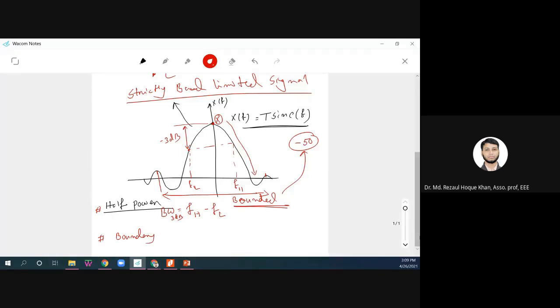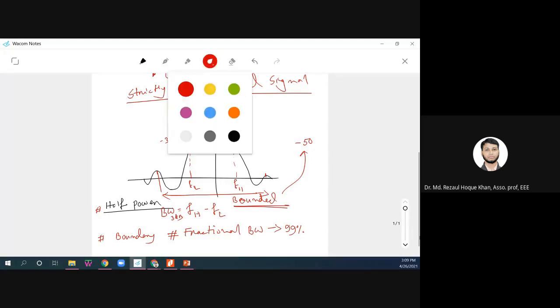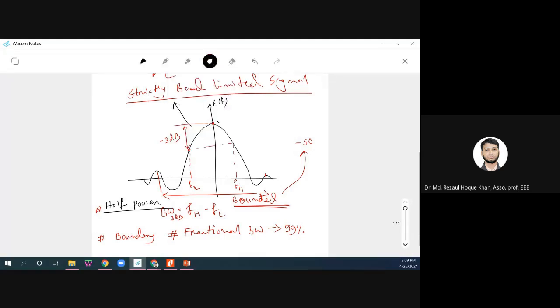we can have fractional bandwidth. Fractional bandwidth is nothing but the 99% power. What does it mean, 99% power? For example, you will start from here and see where the 99% power is contained. For example, up to this point, 99% power is contained. So this will be your fractional bandwidth.